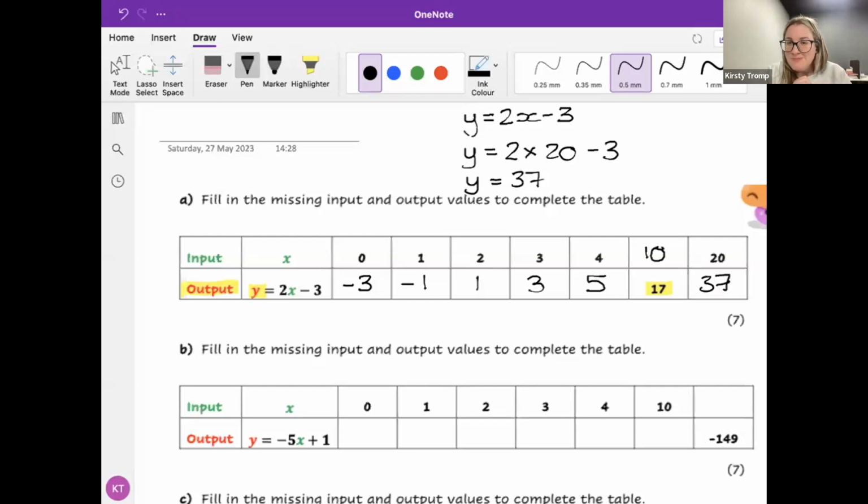Hello, Miss, and hello, everyone. My question is, how did you get the answer 37? I made a mistake there, Grace. So I needed to say, instead of X, I was going to say 20. 2 times 20 gives me 40, and 40 minus 3 gives me 37. Does that make sense? Yes, it does. Thank you, ma'am. You're welcome, Grace.